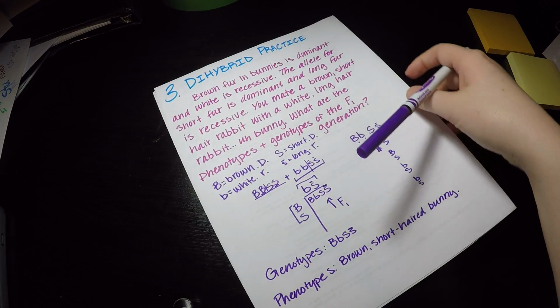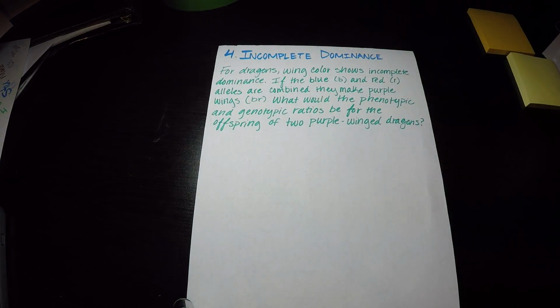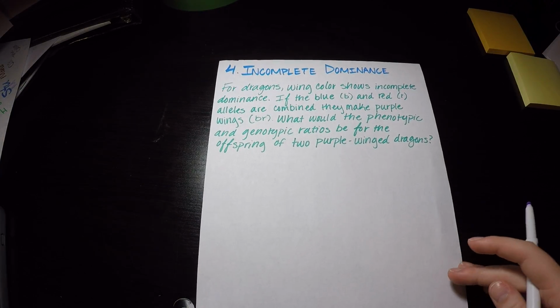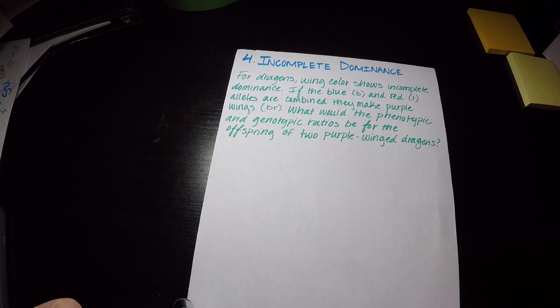Alright, moving on to the next one, let's see. Alright, for incomplete dominance, we're going to be using dragons just because I was scared if I copied everything straight out of the textbook, I'd get sued or something. So for dragons, wing color shows incomplete dominance. If the blue and the red alleles are combined, they make purple wings. What would the phenotypic and genotypic ratios be for the offspring of 2 purple-winged dragons?